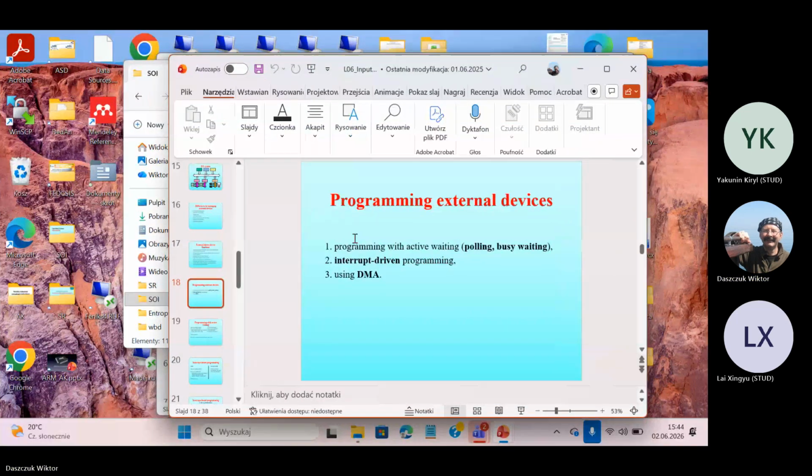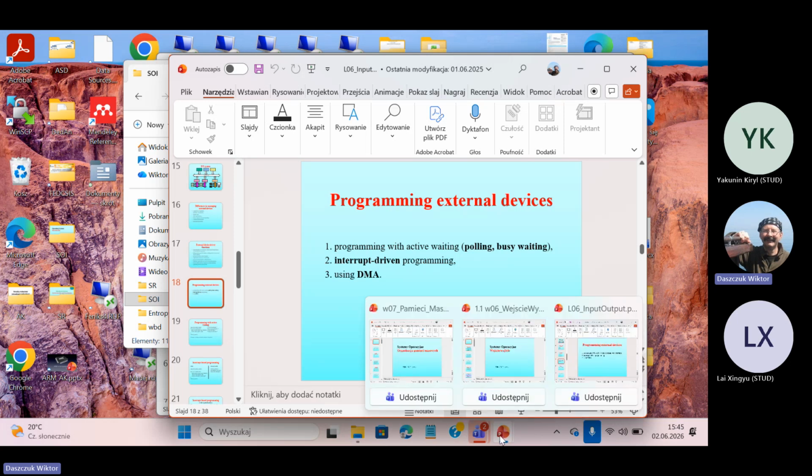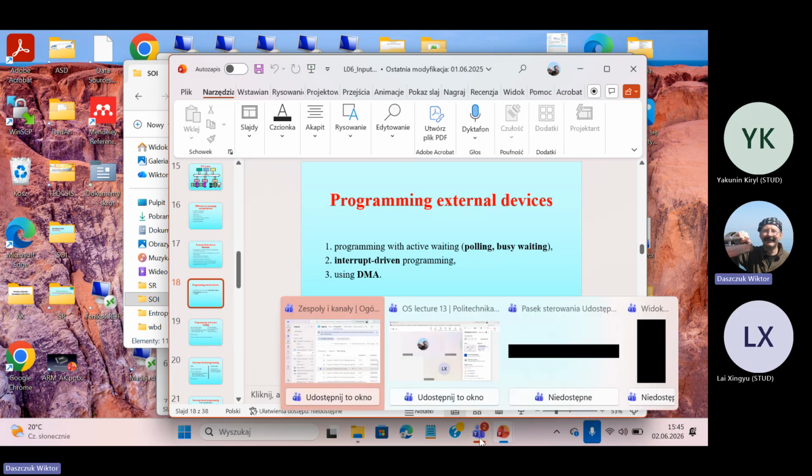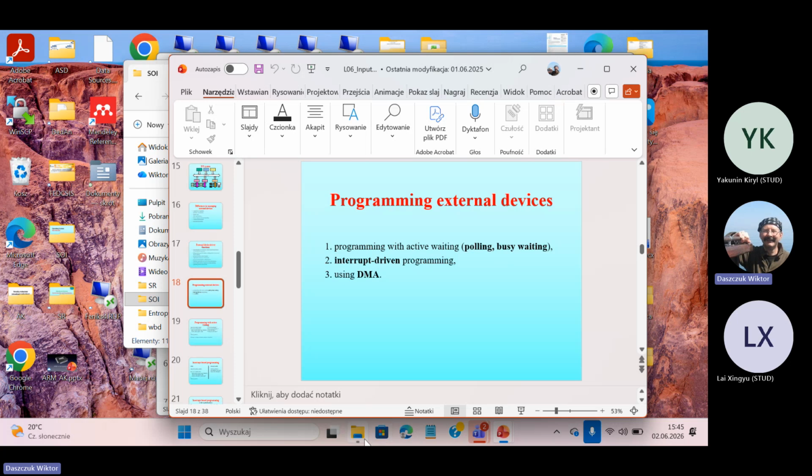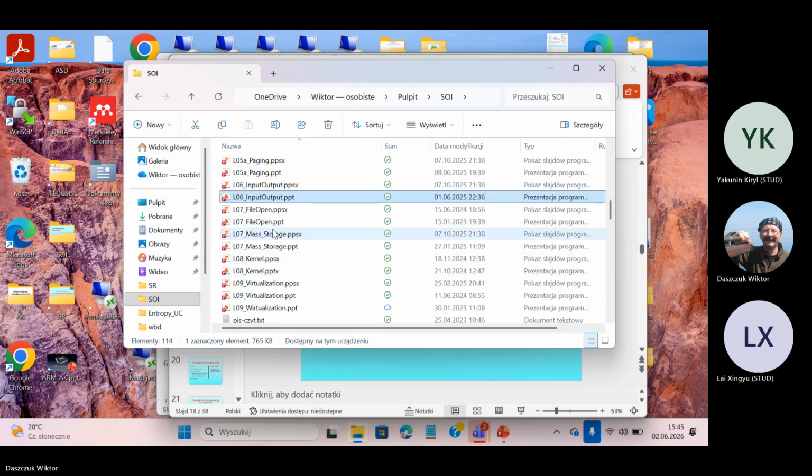Okay. So we switch to the next slide set. It is a higher level of information arrangement. It is file system or mass storage.